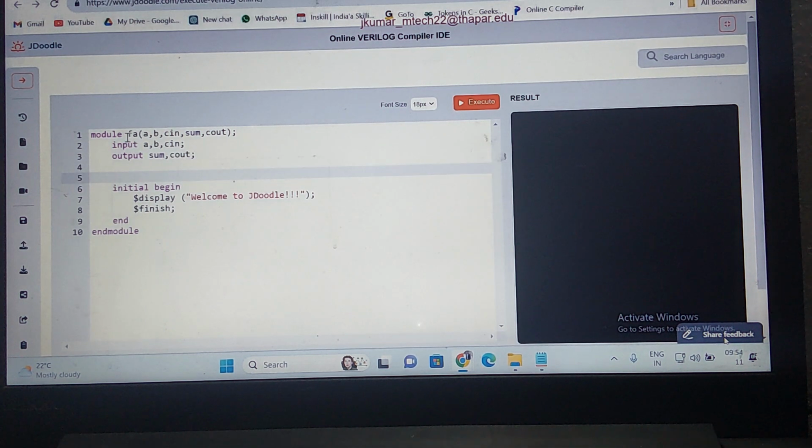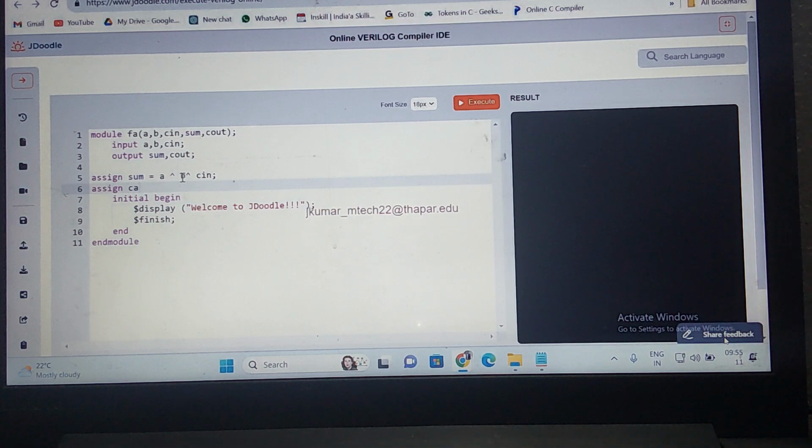After port declaration, what do I need to do? Now I am asking to design this using the data flow modeling technique. The basic building block for data flow modeling is the assign keyword, the continuous assignment statement. The left hand side should always be a net data type, scalar or vector. So assign sum equals A XOR B XOR C. Again, assign C out equals A and B, OR B and C, OR A and C, using operators.